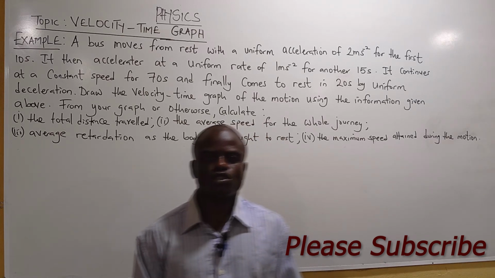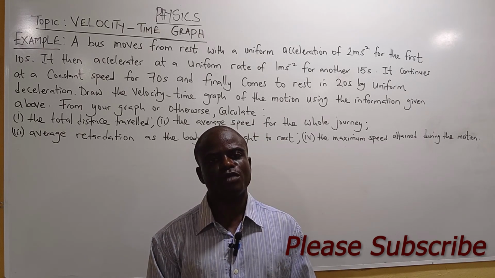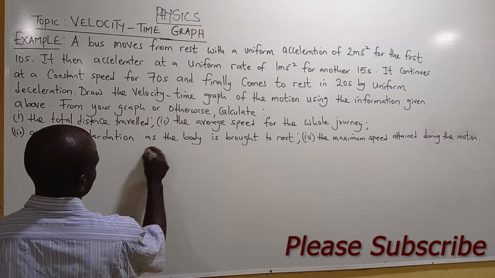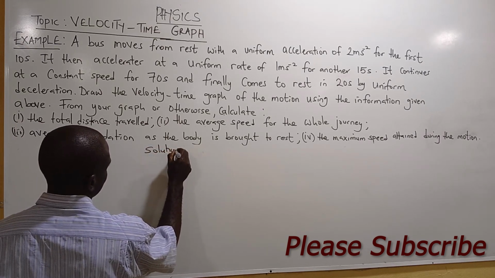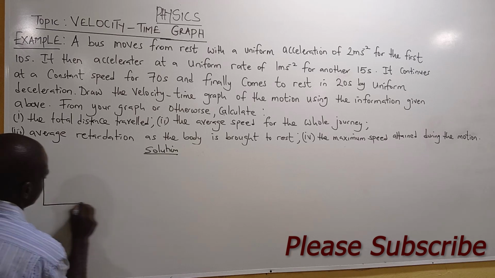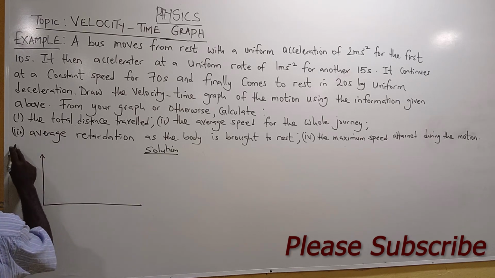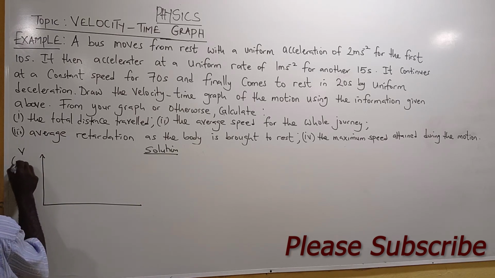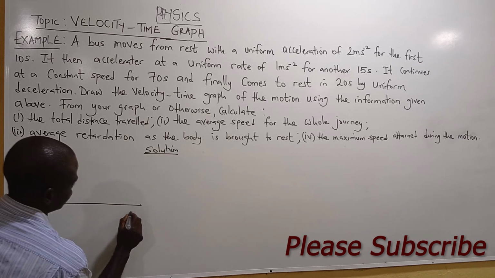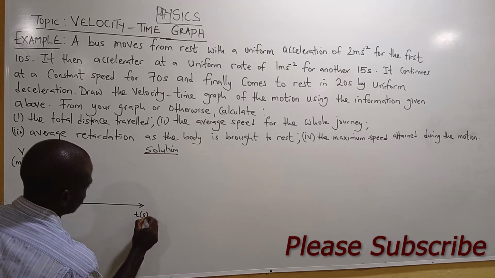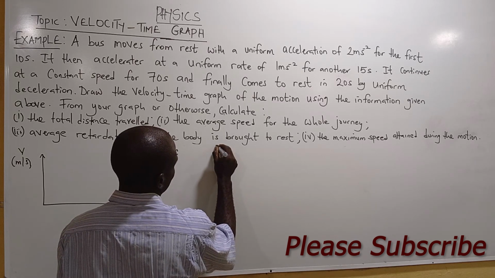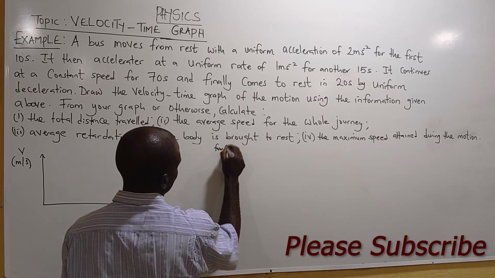Good day, students. Today, I want to solve a problem under velocity time graph that makes use of uniform acceleration. The first thing to do is to draw the diagram. This is the velocity in meters per second, and you have the time in seconds. Please take notes. We are going to make use of the four equations of motion.